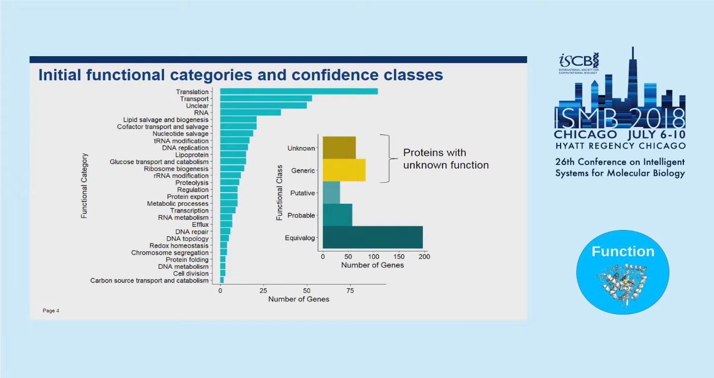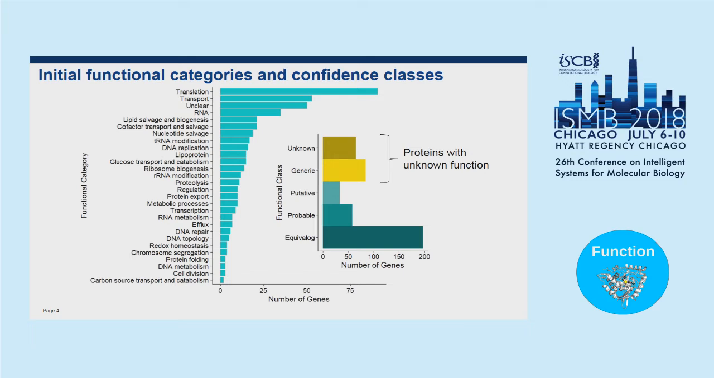Each gene was annotated with a function, which represents molecular function in gene ontology terms nomenclature. Also a functional category, which represents a biological process, and they also split the genes into confidence classes, representing how confident they were in the predicted function.